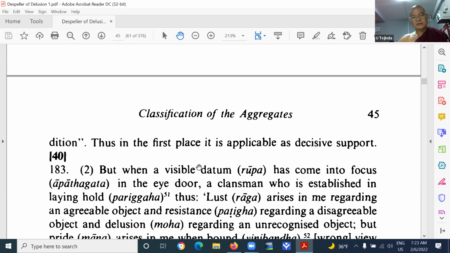By decisive support. So the citta, like pancadvaravajjana, cakkhuvinnana, sampaticchana, santirana, votthapana, javana there, arises during the thought process. All those citta can be applied in three ways, he said. This is the way, upanissaya paccaya. All these are applied by way of upanissaya, by way of decisive support. Any question?